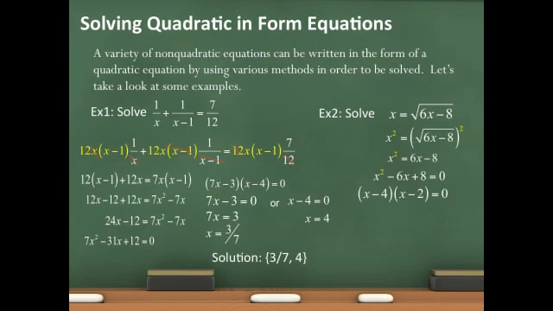Again, we factor and obtain the factors x minus 4 and x minus 2, which we set each equal to 0. Solving for x in both cases will give us two solutions, 2 and 4. Again, be sure to check your solutions to make sure they check in the original equation. In this case, both solutions check.